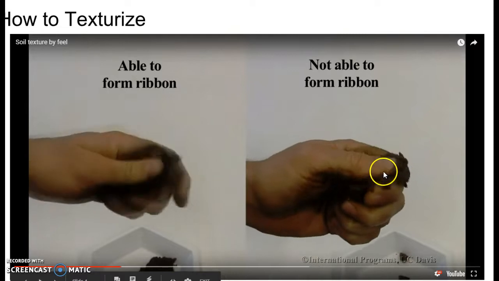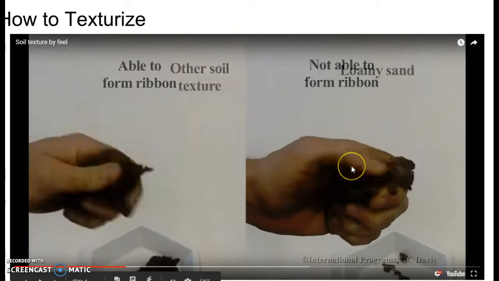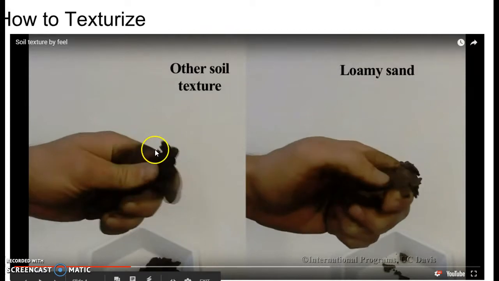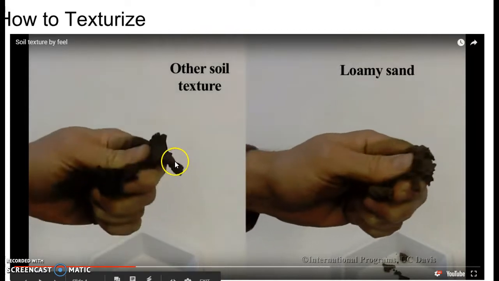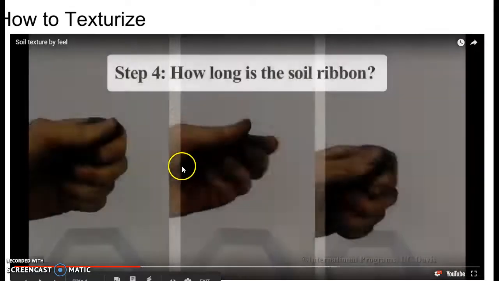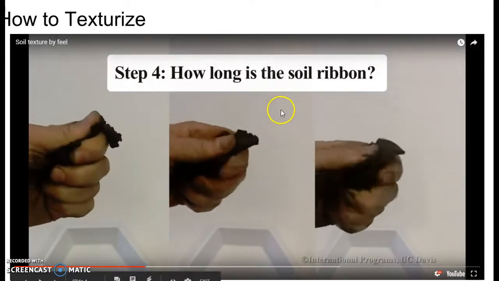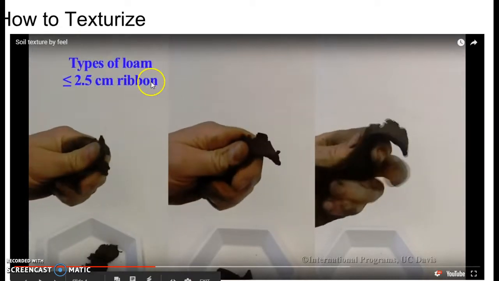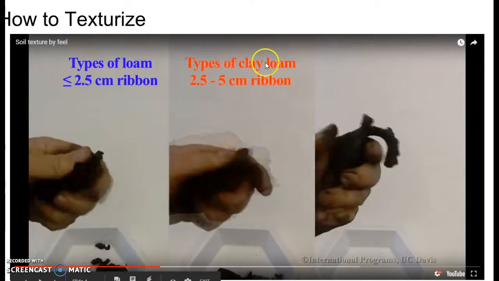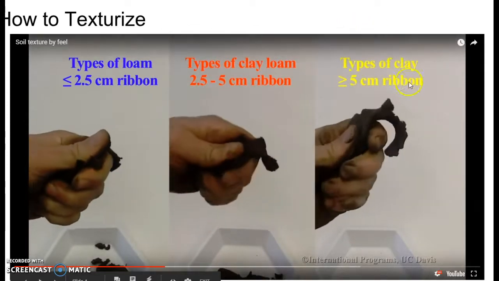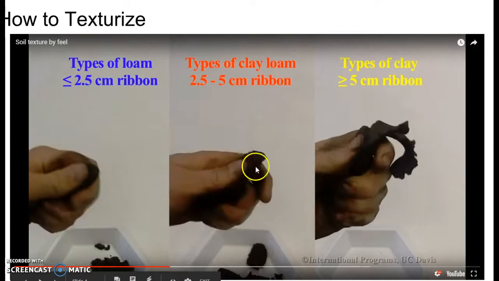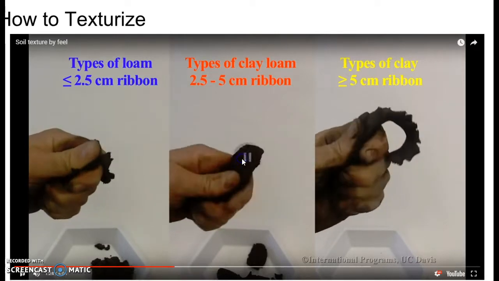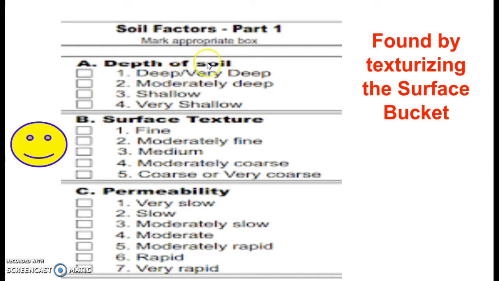Not able to form a ribbon, we are going to be in that range of our sand. Other ones are going to be over here where we are going to be in a different soil texture where we can make our ribbon. How long the soil ribbon is determines what type of texture we actually have. They use terms like loam, clay loam, and clay. We're going to be using a few other terms. We can see over here on the far right, we're getting a very long ribbon with our clay. And that kind of takes us into here, and that's our soil factors.